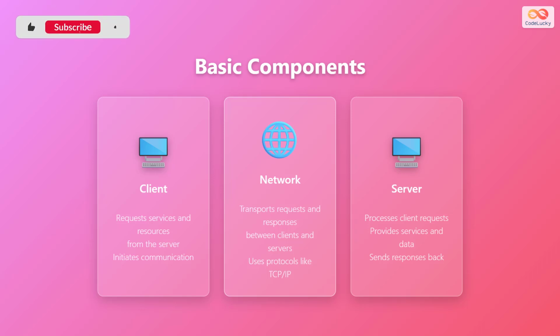Every client-server system has three core components. First, the client. This is the device or application that requests services. Examples include web browsers, mobile apps, or any software that needs data or functionality from elsewhere. Second, the network. This is the medium that carries requests and responses between clients and servers. It uses protocols like TCP/IP to ensure reliable delivery. Third, the server. This is a computer or service that listens for client requests, processes them according to business rules, and sends back responses with the requested data or confirmation of an action. All three work together to enable distributed communication.